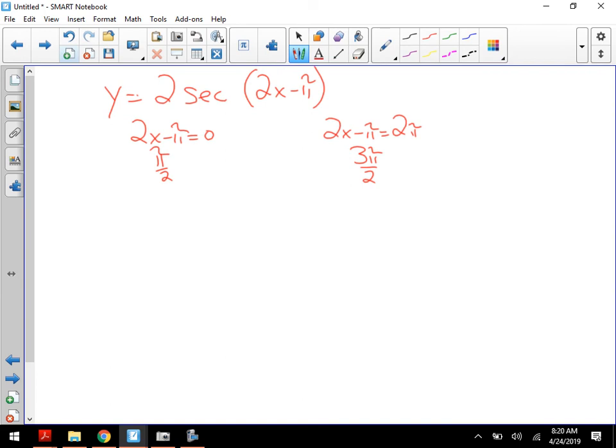Are we okay with that? The amplitude of the cosine graph we're going to do is going to be 2. So the A value is 2.